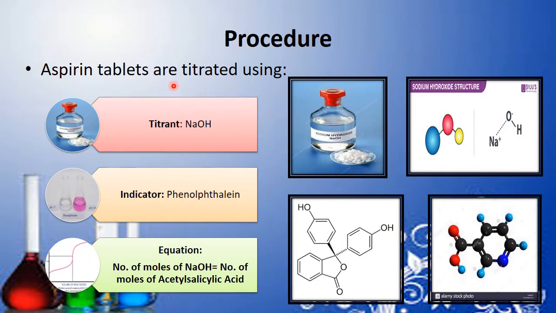Analysis of aspirin tablets uses sodium hydroxide as the titrant, which is white in its pure form. This is the structural formula of sodium hydroxide. The indicator used for this analysis is phenolphthalein. This is the structural formula of phenolphthalein, and this is the ball-and-stick model of phenolphthalein. The equation for this analysis is that the number of moles of sodium hydroxide is equal to the number of moles of acetylsalicylic acid.